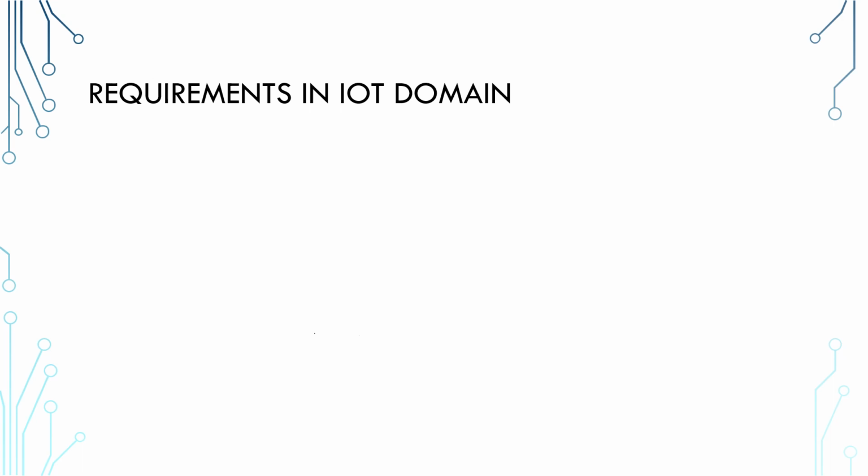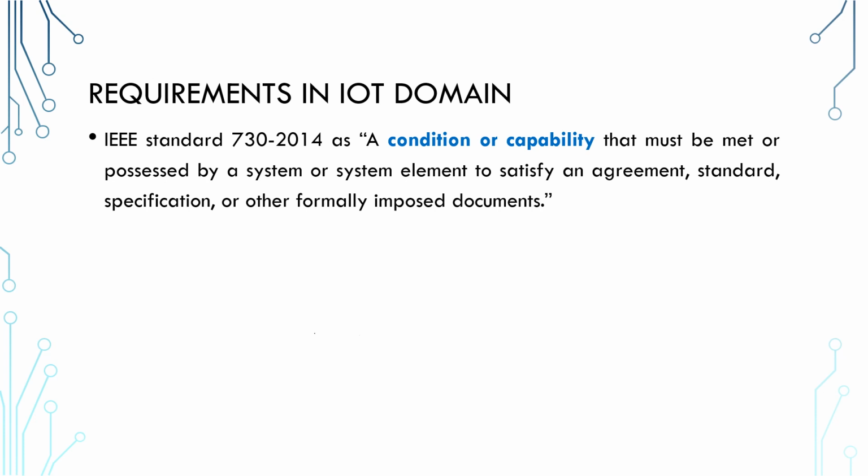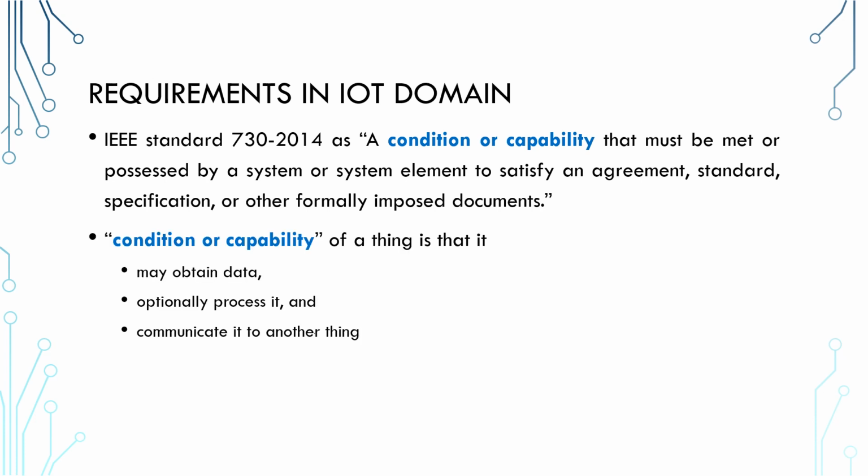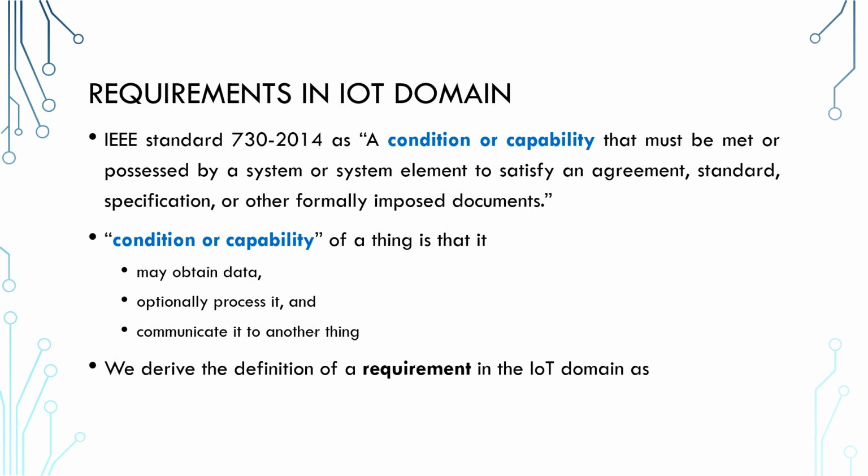A requirement has been variously defined, and we adopt the definition as in IEEE. When this definition is applied into the IoT domain, a thing is the system component of interest. The condition or capability of a thing is that it may obtain data, optionally process this data, and communicate it to another thing. Now, this data may be obtained by sensing the environment or as a communication from another thing. Thus, we derive the definition of a requirement in the IoT domain as a statement about processing and communicating data.